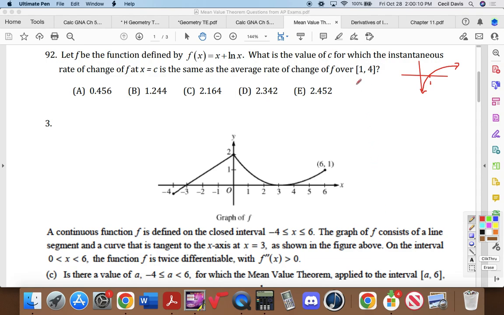All right. And then the derivative, let's check that out. F prime of x is going to be 1 plus 1 over x. Where is that undefined? At x is 0. Is that a problem?